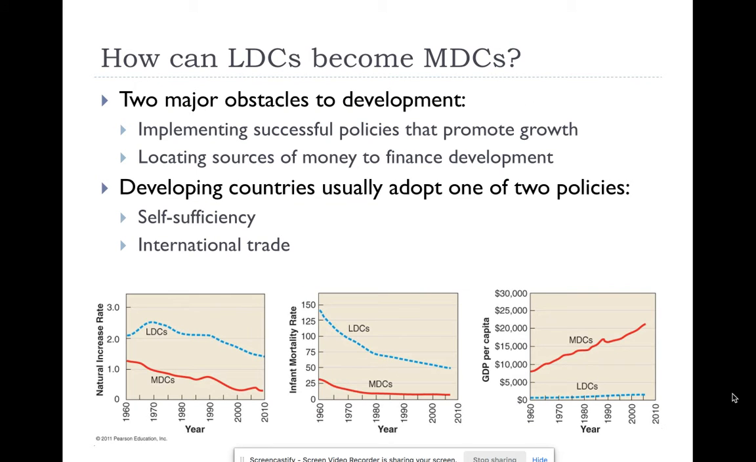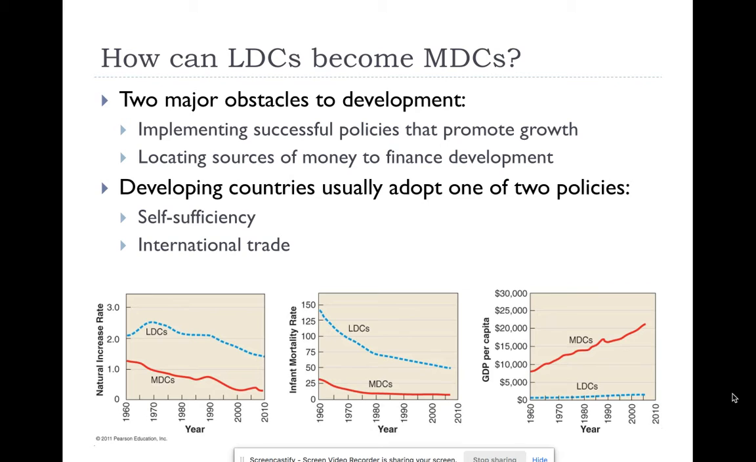So if we talk about how LDCs or lesser developed countries or developing countries can eventually become more developed countries or fully developed countries, there are kind of two big obstacles that we see. Number one is they have to implement some kind of policy that is going to help them promote growth over time. Number two is they need to also locate the money that they can find to actually help them financially develop. And so developing countries tend to adopt one of two policies.